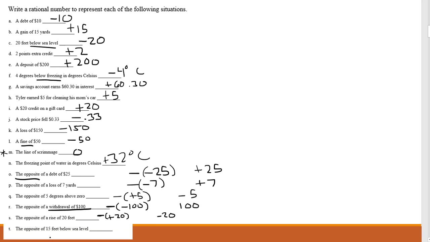And then the last one, the opposite of 15 feet below sea level. So if it's 15 feet below sea level, that would be a negative integer. So the opposite of negative 15 would actually be a positive 15. Okay? Now, one thing I want you to pay attention to here is every time you see an opposite and a negative together here, an opposite of a negative is always going to give you something that is positive.